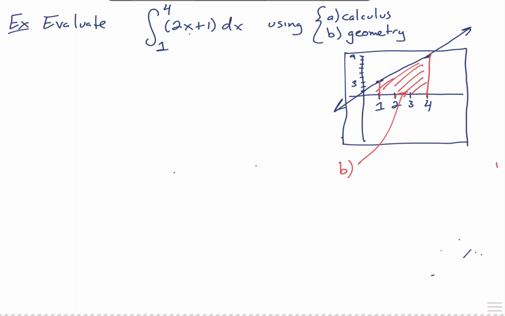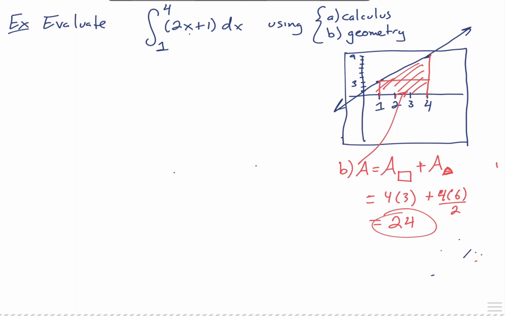You can look at it as a rectangle and a triangle, right? That would be pretty easy. What's the area of the rectangle? 4 times 3, which is 12, plus the area of the triangle, which is base, which is 4, right? What's the height? And then divided by 2. So what is that? 24. Okay. So when we find it using calculus, we better get 24, right? We better.